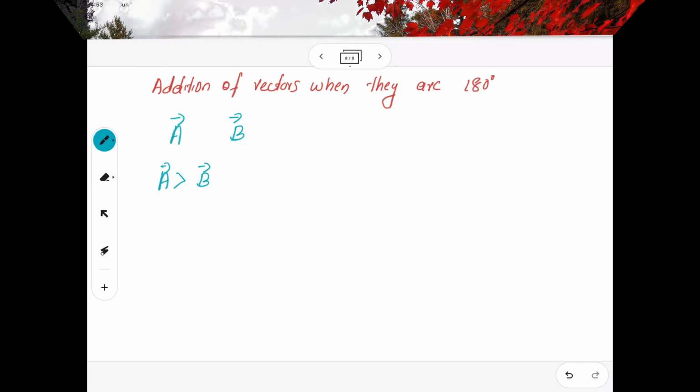So when I am taking the resultant, that is vector R equal to vector A minus vector B, the direction will be the direction of the bigger vector. That means the direction of A. The resultant's direction will be the direction of A, and the magnitude will be the difference of these two vectors. So again, let me consider another example which can be used to illustrate this situation.